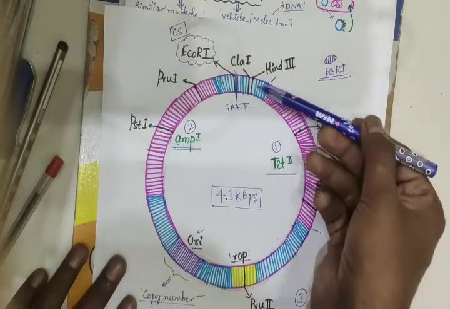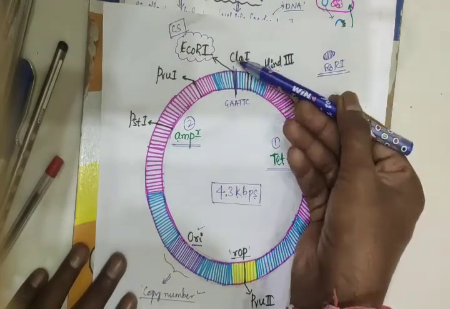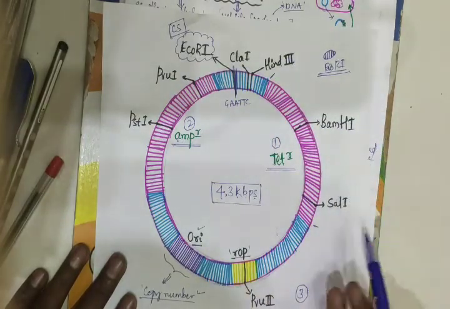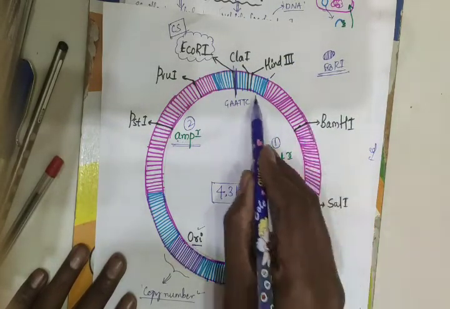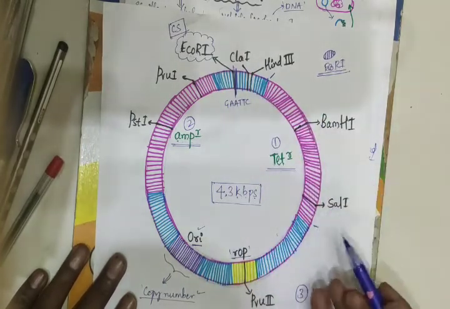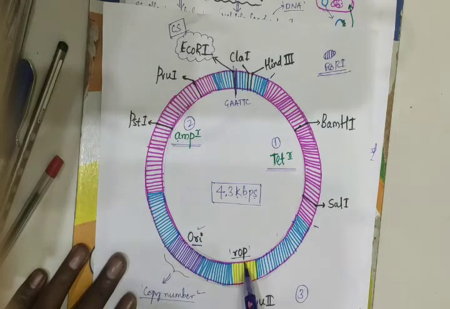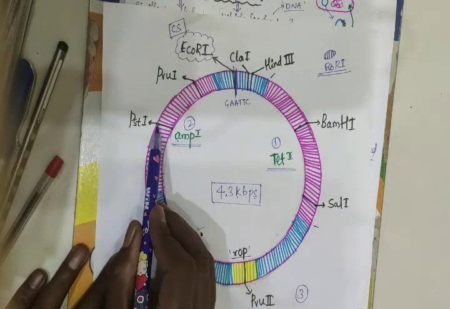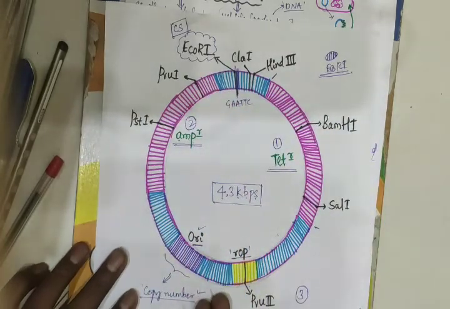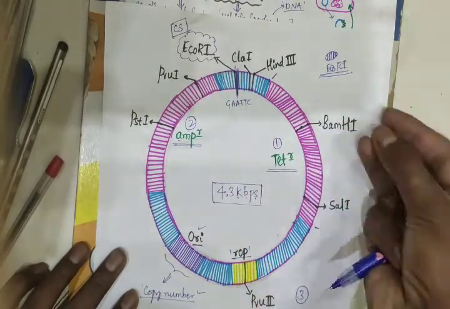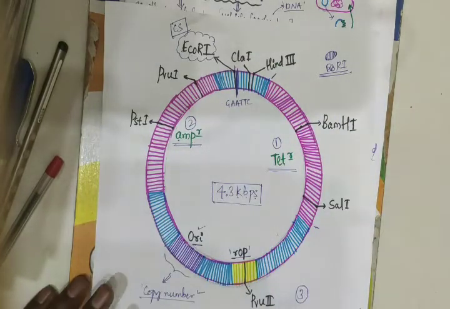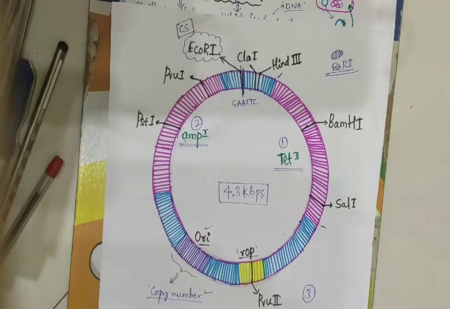That means we can cut the plasmid by using these enzymes. All these are restriction endonuclease enzyme sites. That means all of these are recognition sites. We can cut the plasmid here, or here, or here, or here. That means we can cut the plasmid at 8 different positions and we can add our desired gene in between. So all these are the multiple cloning sites, right?